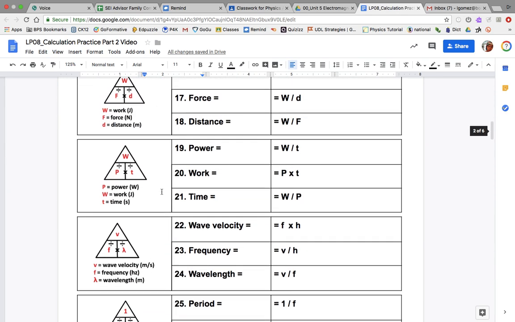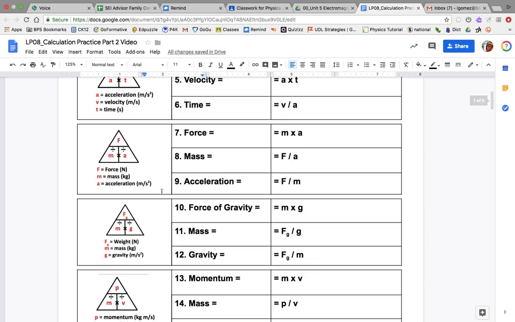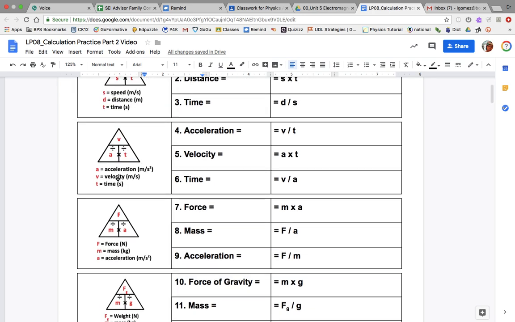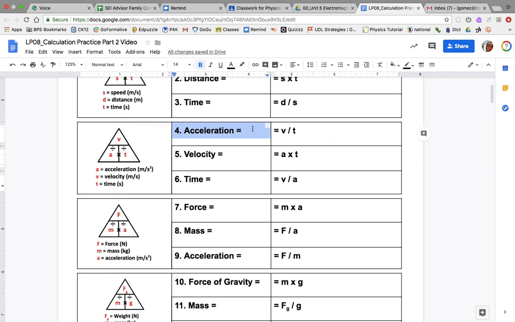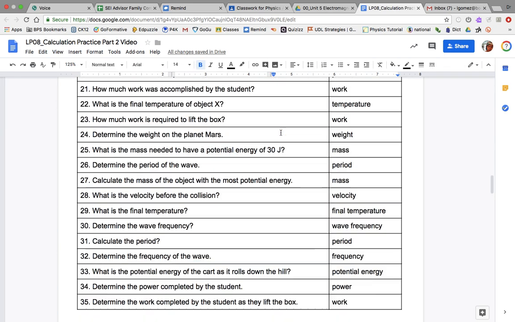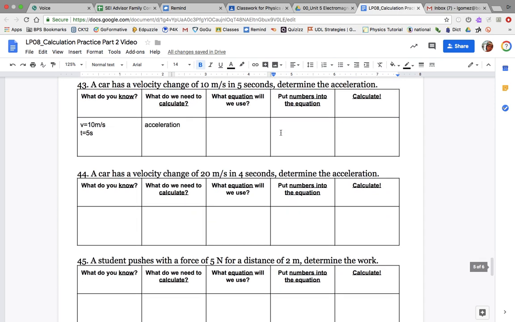So let's go up. We have velocity, we have time, we want to calculate acceleration. So acceleration is velocity divided by time. Just put those numbers in the equation. Very similar calculation here. The velocity change here is 20 and the time is 4 seconds.